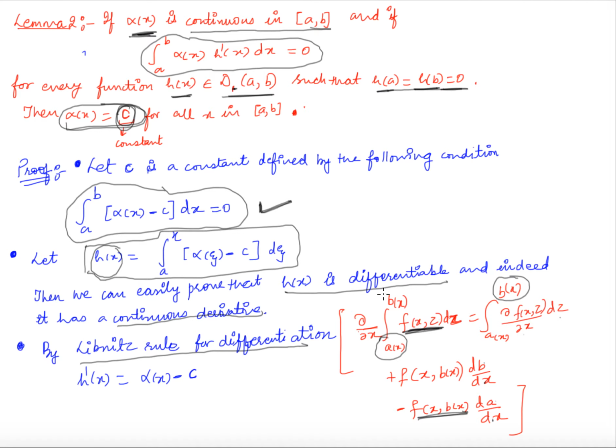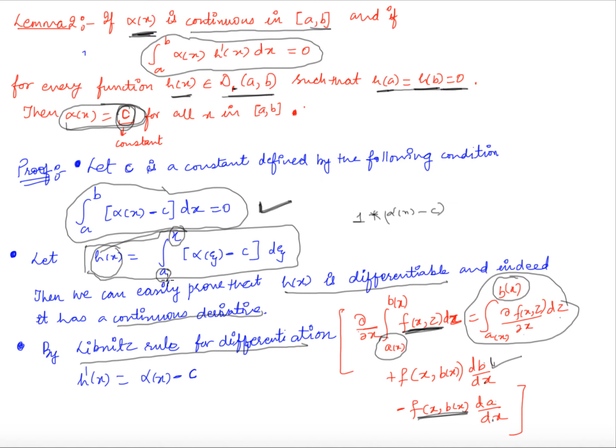Now we want to differentiate this with respect to x. For the first term, you differentiate the integrand with respect to x. There is no term containing x, so that is 0. Second, you differentiate the upper limit, dx by dx, which is 1, times the integrand calculated at this point. In place of zeta you put x, giving alpha x minus c. Third, you differentiate the lower limit with respect to x. This is a constant, so that term is 0 and only the second term contributes. So you get h dash x is equal to alpha x minus c.